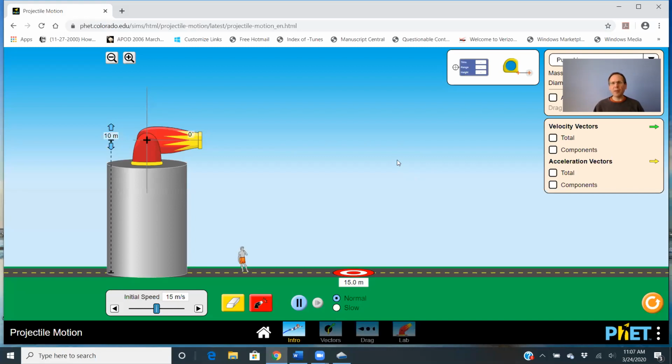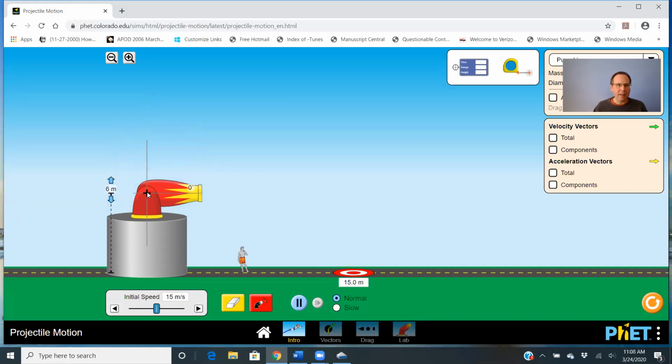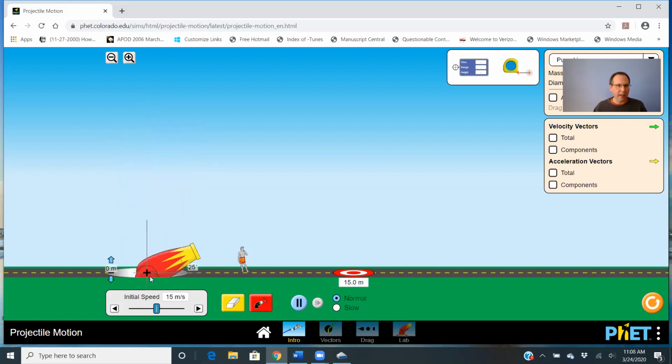Okay, now a couple of things. Since we're interested in looking at the range, the launch height has to be the same as the landing height, and the landing height is always on the ground here. So we have to lower this cannon so that it's starting at 0 meters. So its initial height is 0 meters.